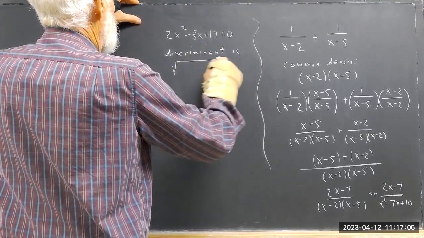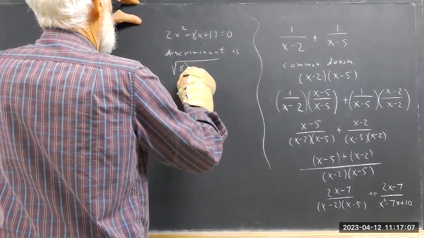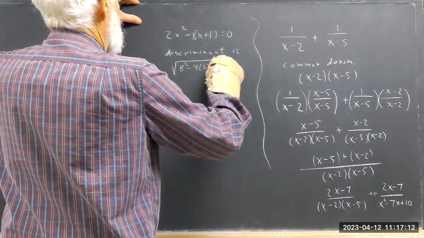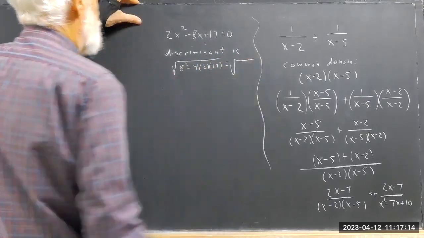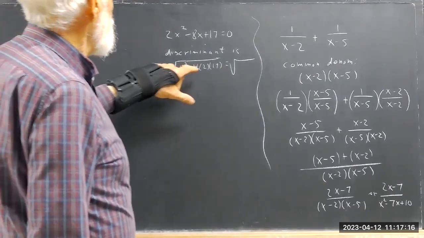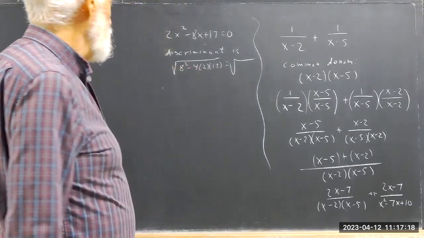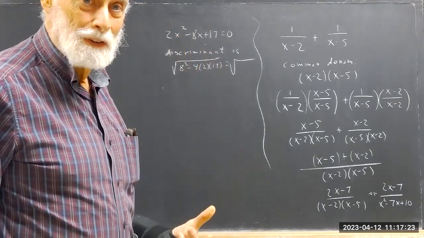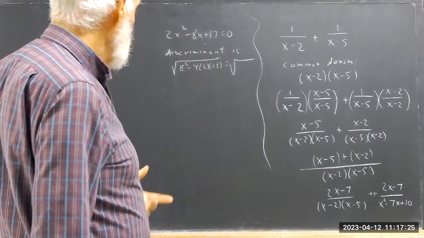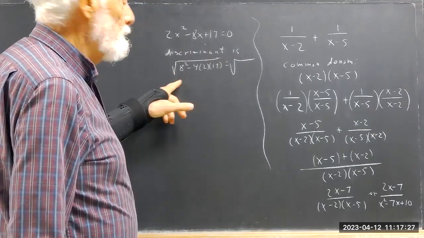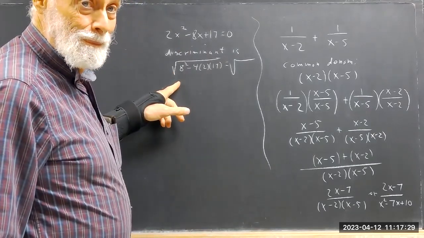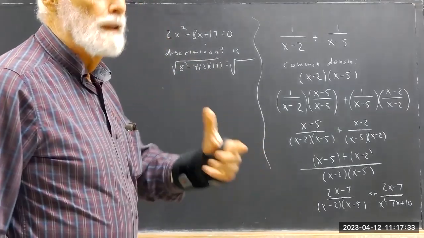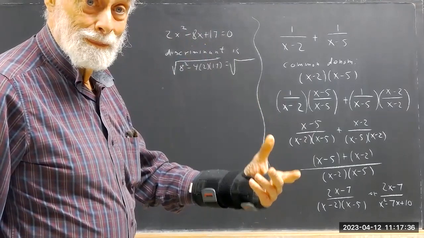The discriminant is the square root of 8 squared minus 4 times 2 times 17. And that's the square root of what? Well, 8 times 17 is 126, if I've got my arithmetic right. And 126 is bigger than 8, so it's a negative. Okay, so the two things we can tell already, we're going to get a complex solution.